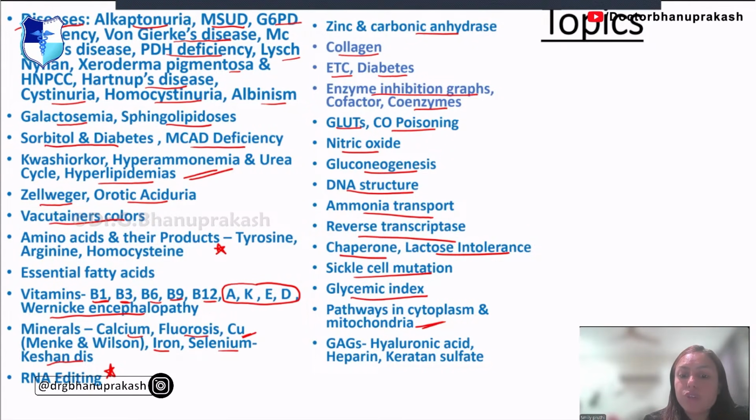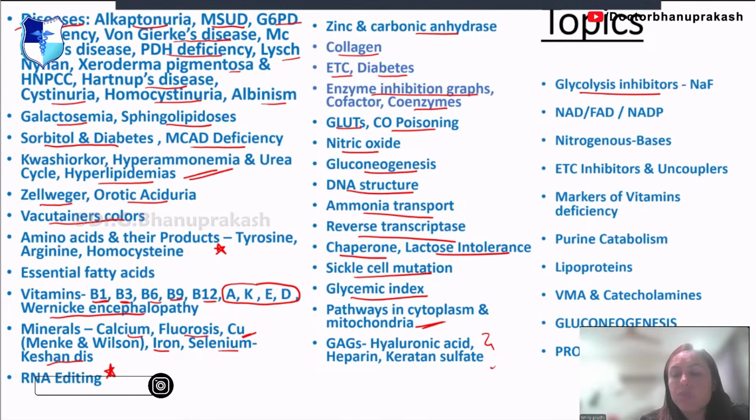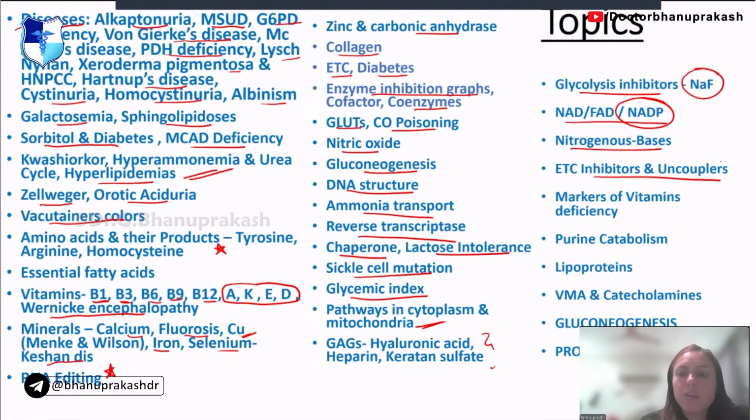Then GAGs, especially hyaluronic acid, heparin, and keratan sulfate are asked. Then inhibitor of glycolysis, especially sodium fluoride, which inhibits the enzyme enolase and is used in the gray vacutainer for glucose estimation. Then you should be very clear about NAD, FAD, and especially NADP. The nitrogenous bases, purines and pyrimidines, ETC, inhibitors and uncouplers. In ETC, just these two things are required, inhibitors and uncouplers, that's it.